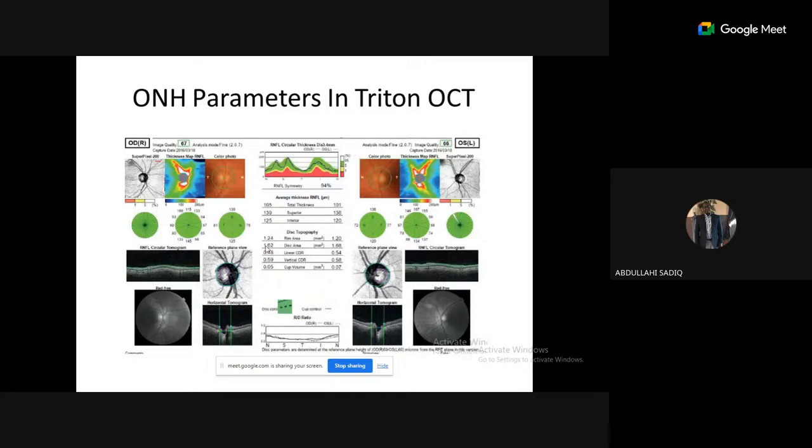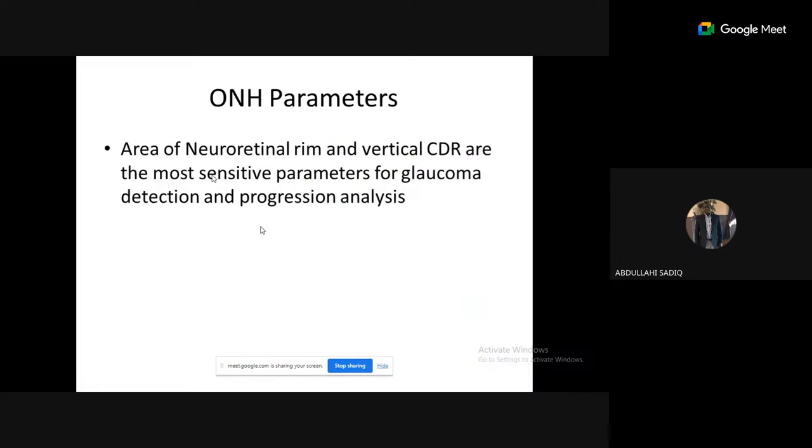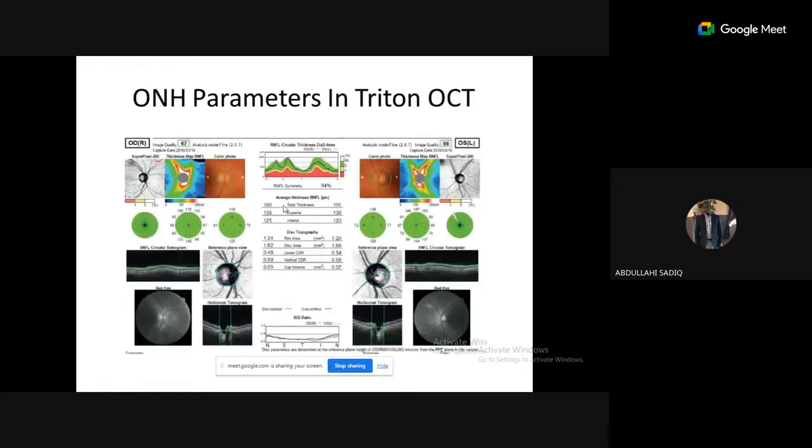And this is the Triton OCT, which is Topcon. And you can also see it gives the rim area, the disc area, and also the vertical cup-to-disc ratio and the cup volume. Now, of all these parameters, areas of neuroretinal rim and vertical CDR are the most sensitive parameters for glaucoma detection and progression analysis. And another important area that you need to look at when you're assessing this, especially in a patient who is a glaucoma suspect, is the disc area, whether the disc is small, less than 2, or it is large, greater than 2.5. And it affects the other parameters.